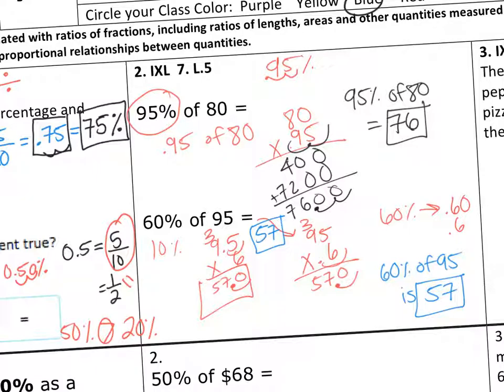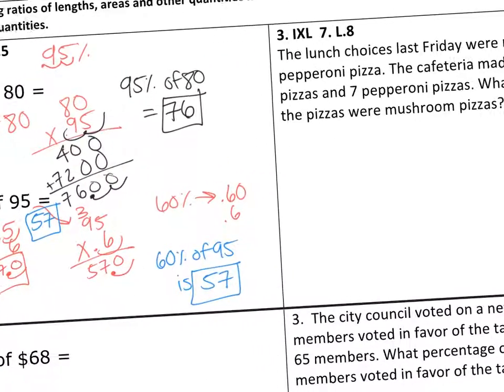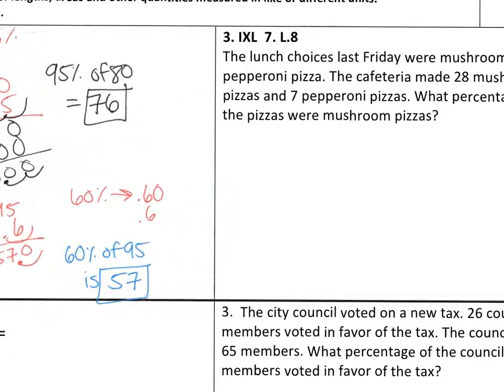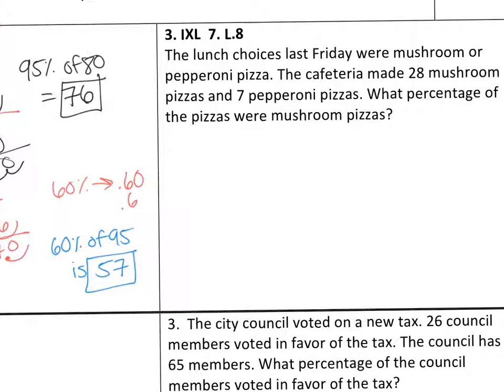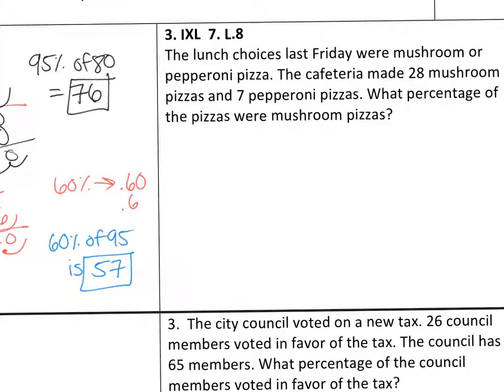Number 3 says the lunch choices last Friday were mushroom or pepperoni pizza. The cafeteria made 28 mushroom pizzas and 7 pepperoni pizzas. What percentage of pizzas were mushroom pizzas? So first of all, we have to take into account how many pizzas we have in total. So 28 plus 7, we know is 35. So that's how many we have in total.